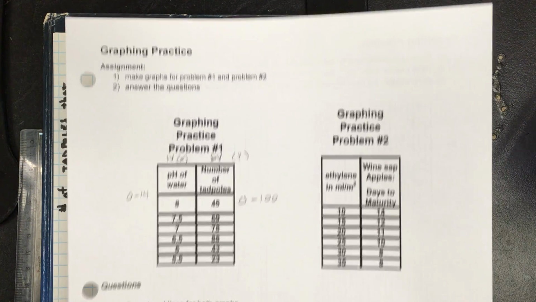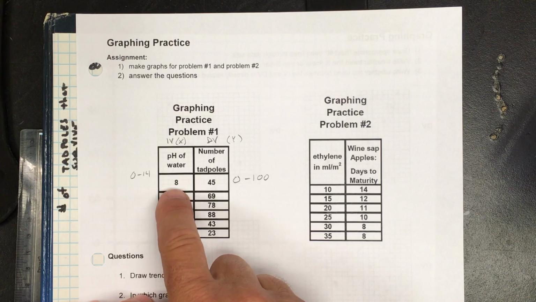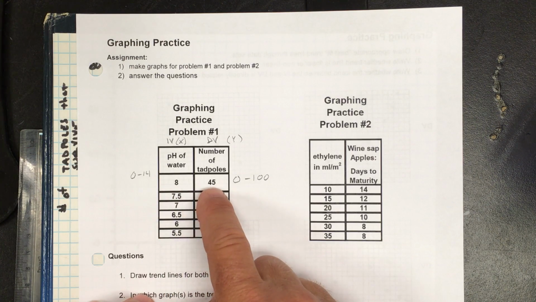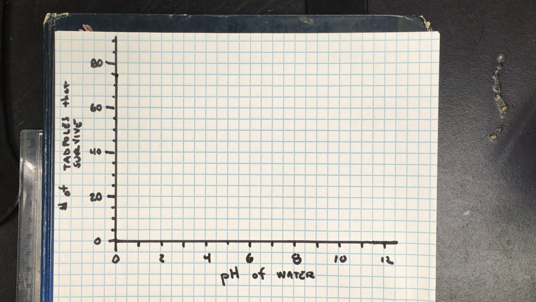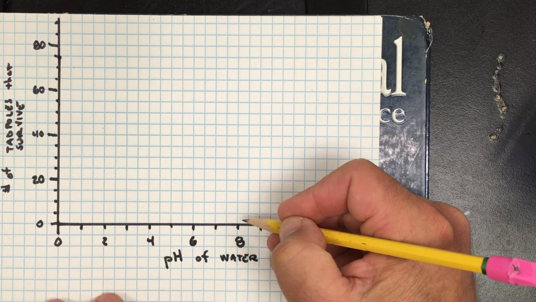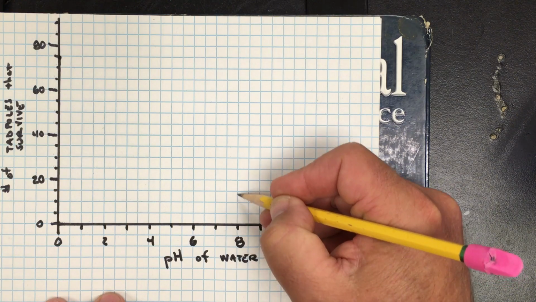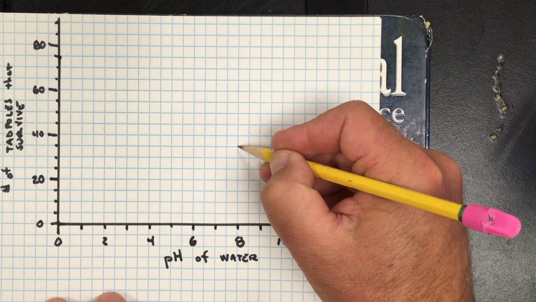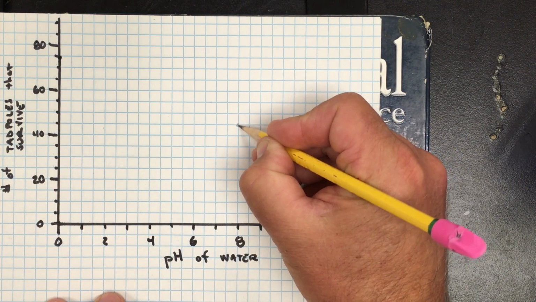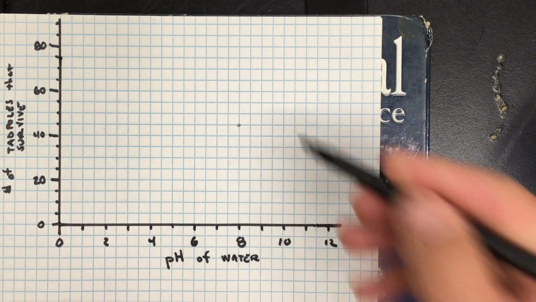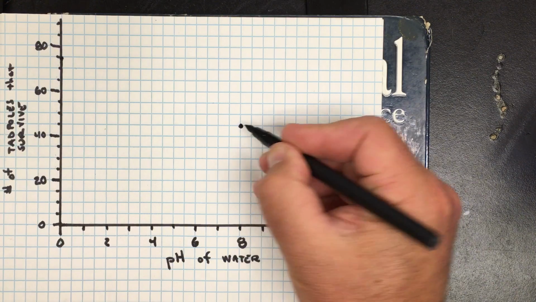So, at a pH of 8, I'm going to go up to 45 tadpoles. So I'm going to find that on here. At a pH of 8, I'm going to go up until I get to 45. So there's 40, and there's 45 right there. I'll make that with a nice black dot.